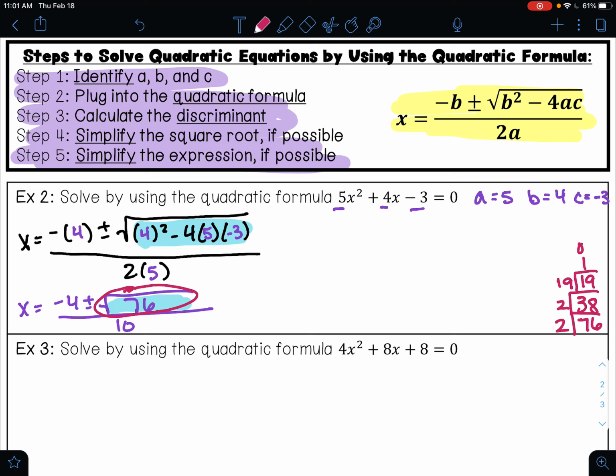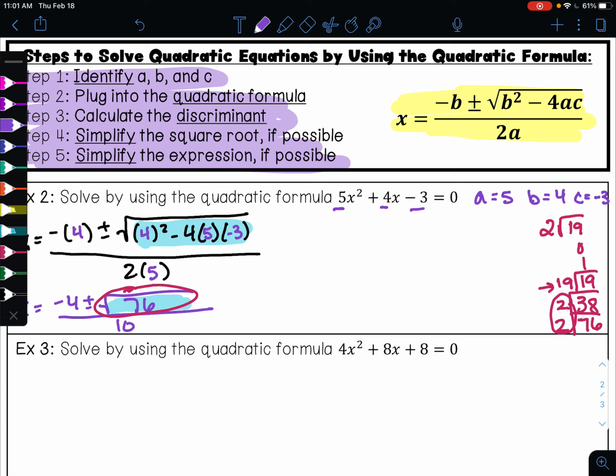So because it's a square root, that means I'm looking for pairs of numbers to leave the square root symbol. 19 doesn't have a pair, so 19 stays inside the square root symbol. So right now, with my quadratic formula, I have -4 plus or minus 2 square roots of 19 divided by 10.